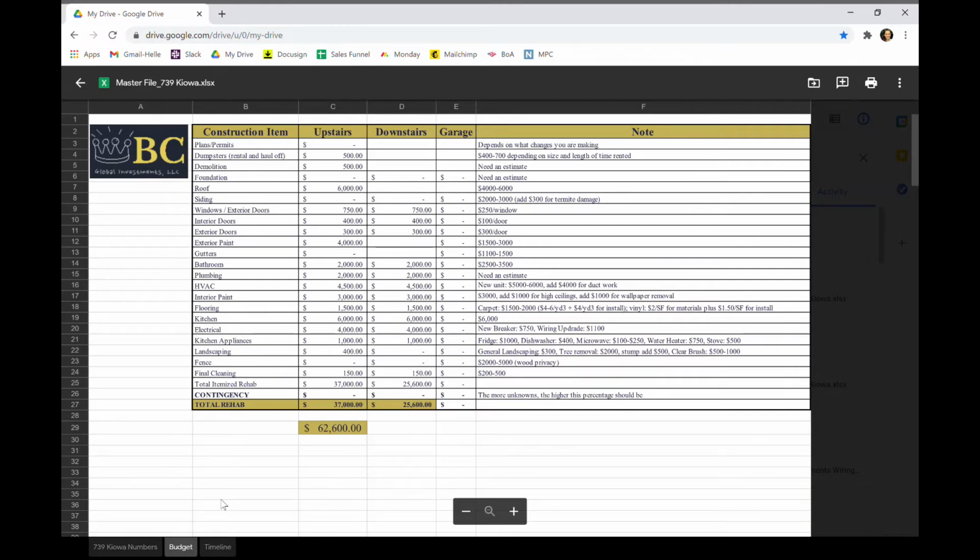So total budget upstairs for the top unit, $37,000. Bottom unit, $25,600. So that total is $62,000. I'm sure you saw before that I put $65,000 for the rental budget, so I did build in a little bit of a buffer. I also was super conservative in general. I don't think we'll hit this budget, which is why you see column E here as a garage.